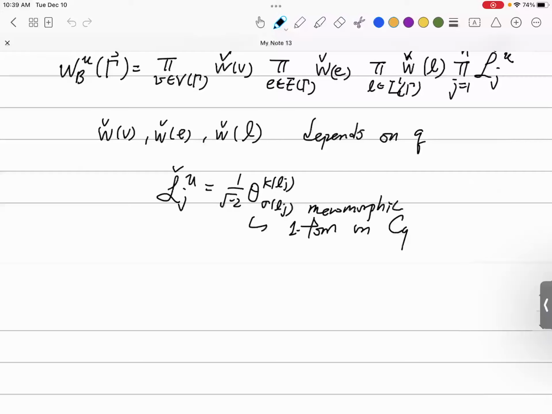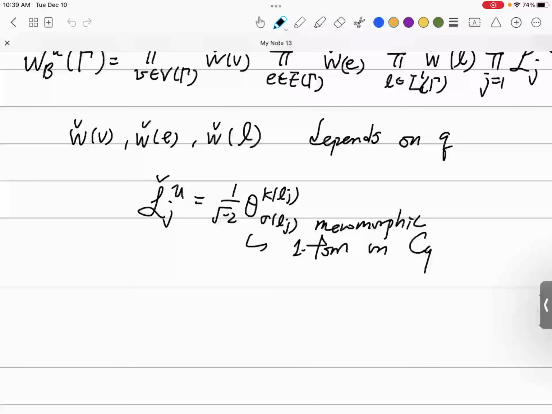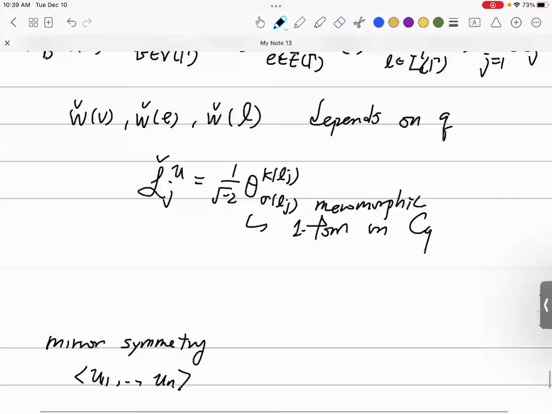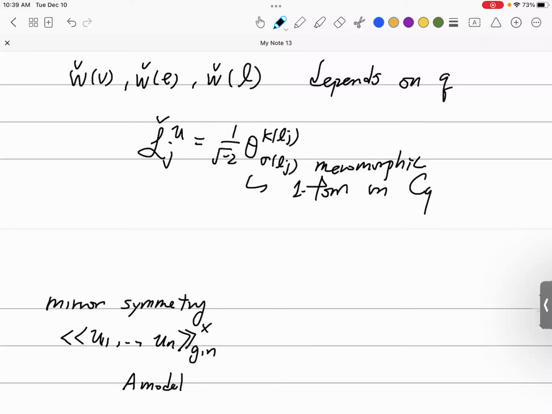And then the mirror symmetry statement says, if you take U1 to UN, so this is on the A model, and you let there be some precise specialization between U and theta, and you also let Q be equal to 1, then this is equal to omega GN.